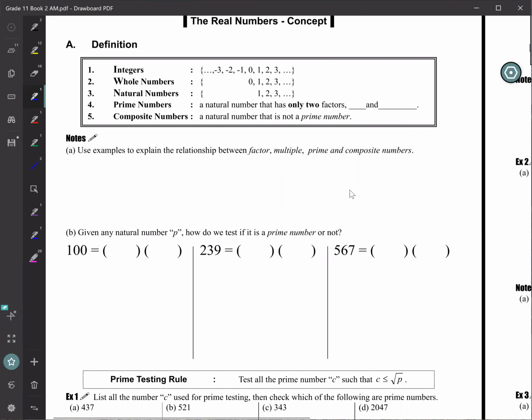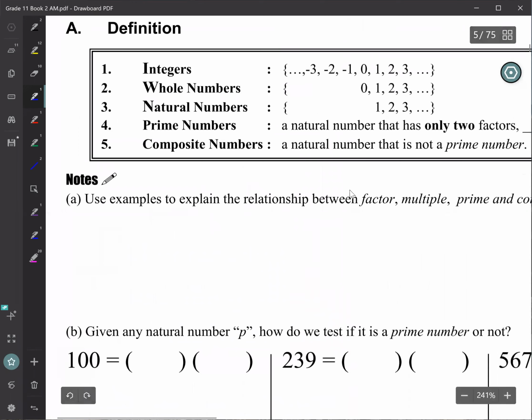So integers, everybody already knows. Integers include the positive numbers, negative numbers without decimals, and also include the zero in the middle. So look at the yellow highlighted. These are examples. Whole numbers start from 0 and then 1, 2, 3, so ignore all the negatives: 0 and then 1, 2, 3, and so on. Natural numbers do not include the 0, so they start from 1, 2, 3.